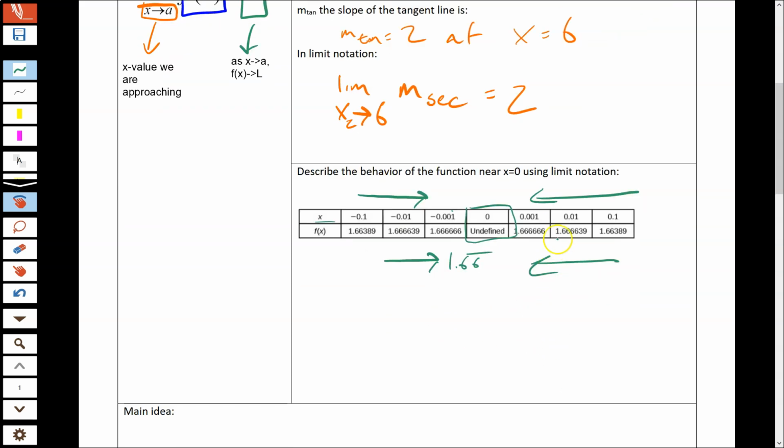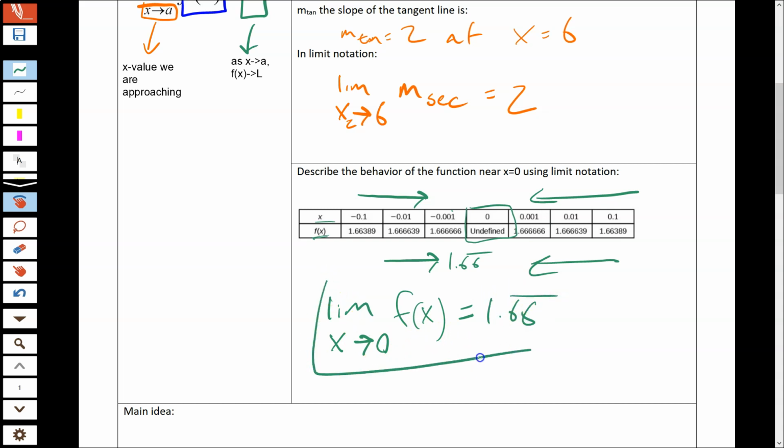So the way we would write this down, it says describe the behavior of the function near x equals 0 using limit notation. We would say the limit as x, what is x going to? Well, x is approaching 0. The limit as x approaches 0 of f of x, so f of x is what we're interested in, equals, and now we say the limit. So f of x is undefined, but the limit of f of x as x approaches 0 is 1.66 repeating.